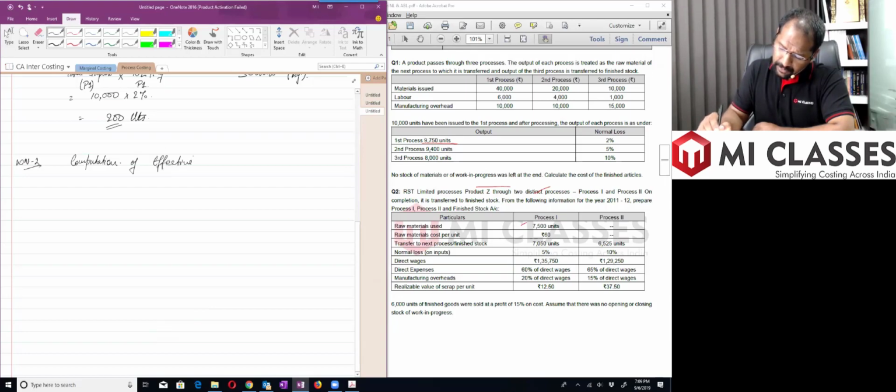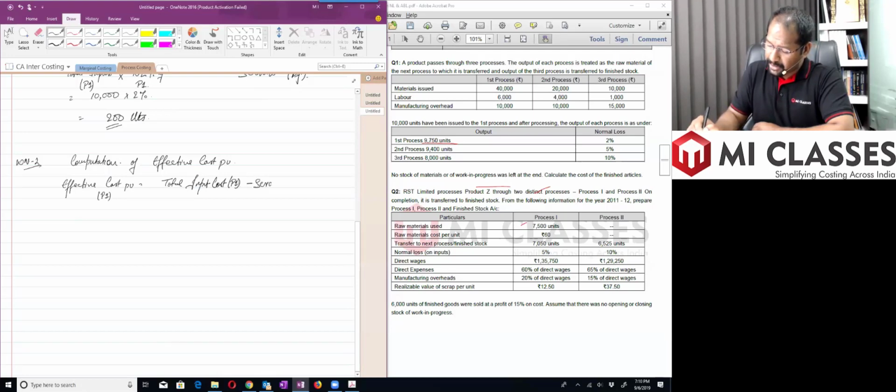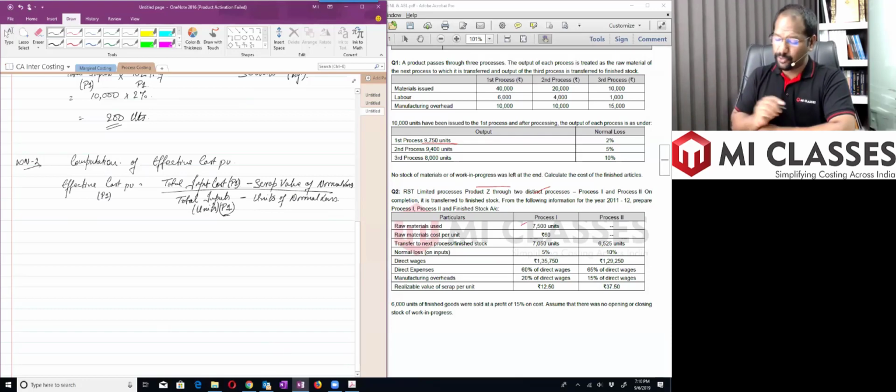effective cost per unit. So the formula is effective cost per unit is equal to total input cost of which process? Of process 1. Definitely, because we are calculating all of this for process 1, minus scrap value of what? Scrap value of normal loss. Remember, it is normal loss. Whole divided by total inputs minus units of normal loss. Total inputs, if you are confused, then you can write here total inputs in units of which process? Definitely process 1. Everything is of process 1. Don't get confused there.